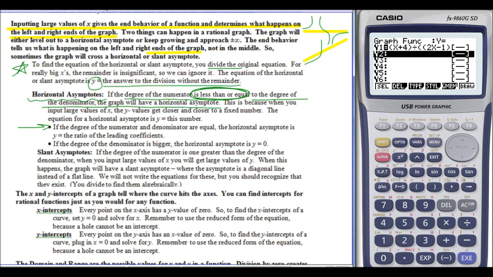If the degree of the numerator and denominator are equal, so if we have something like y equals x cubed over, I've got more stuff, x cubed, those would be equal degrees. Then the horizontal asymptote is y equals the ratio of the leading coefficients. So if I had a 4 on top and a 5 on the bottom, then my asymptote right here would be y equals 4/5. Let's flip back to the first page of the notes.